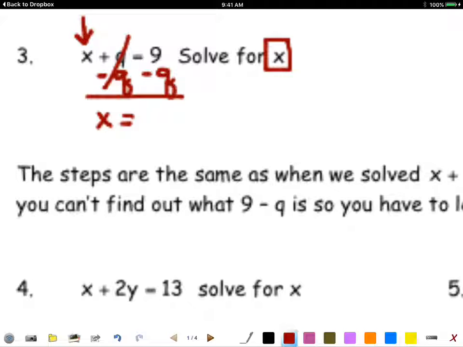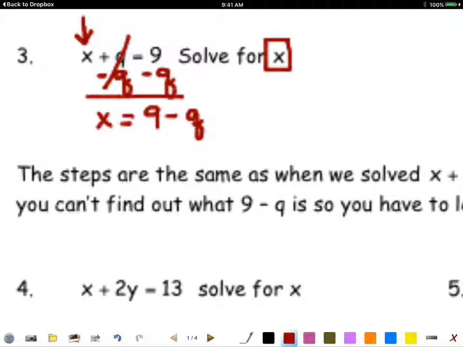Now, this is where it can get a little tricky. Some kids are like, well, I don't know. We can't do 9 minus q because we don't know what q is, right? So you actually are just going to write 9 minus q. And that equation is now solved for x.